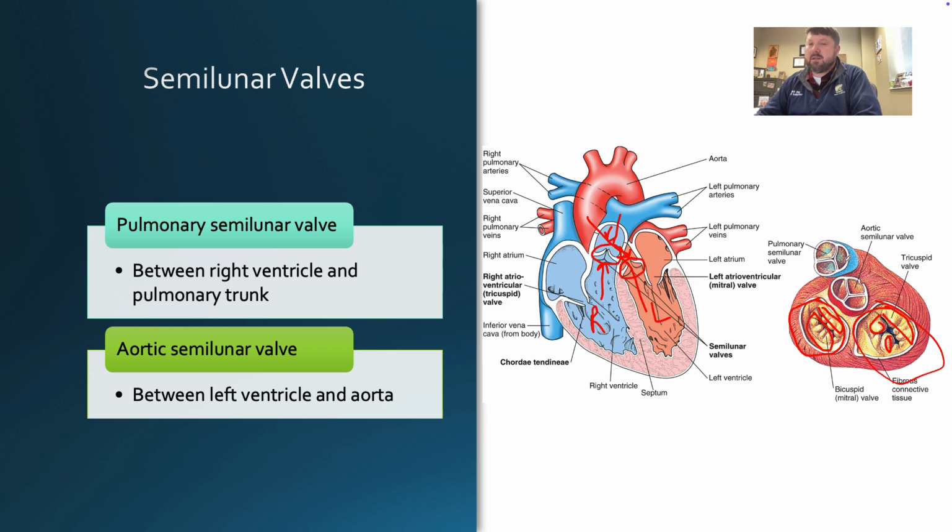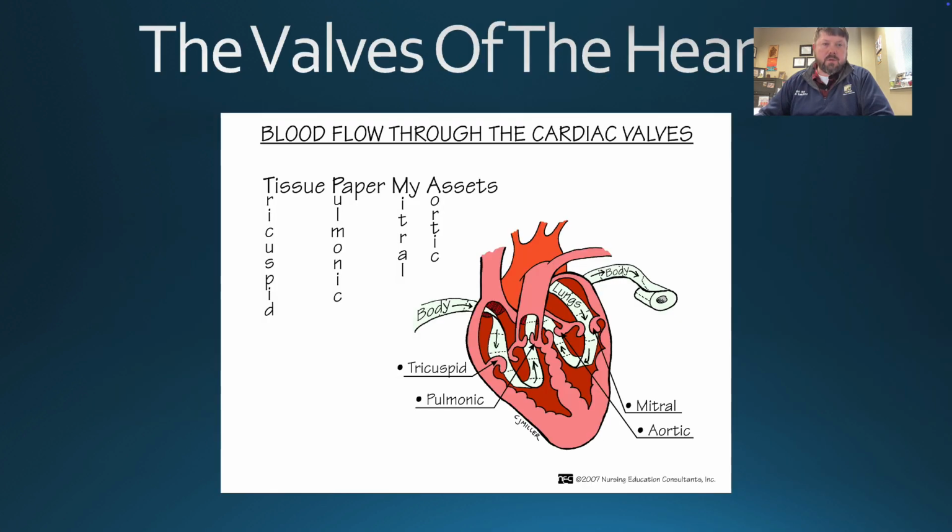So that's where semi-lunar comes from. So here's a little mnemonic to help you remember the blood flow through the cardiac valves. Tissue, paper, my assets. So tissue is tricuspid, paper is pulmonic, my is mitral, and assets is aortic.